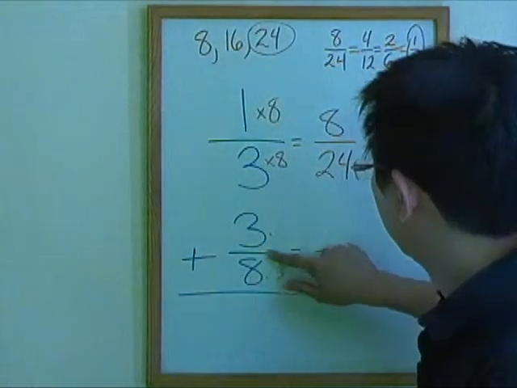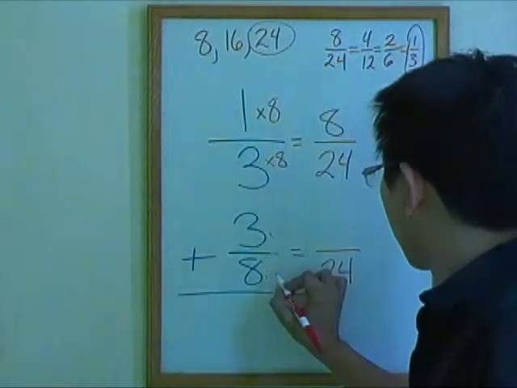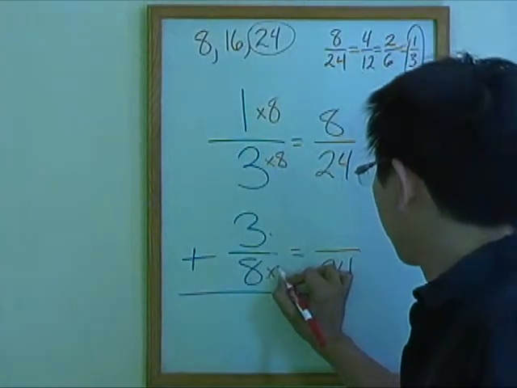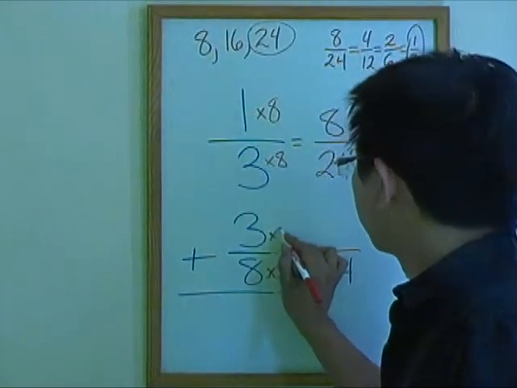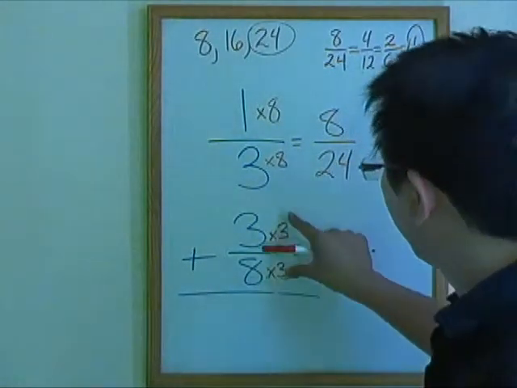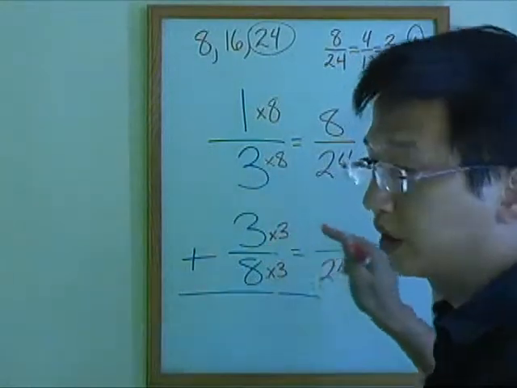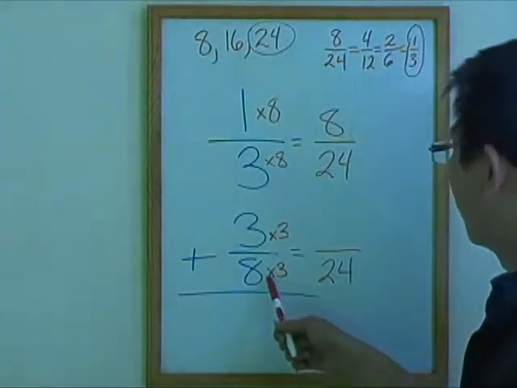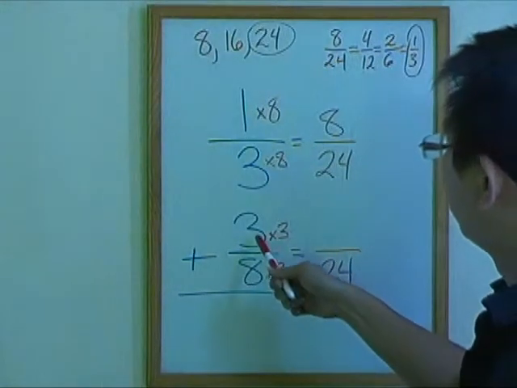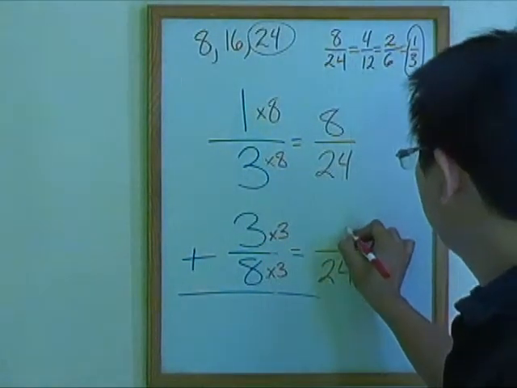So make sure that the times number on bottom is the same as the times number on top. Okay? They've got to be the same or this will not work. It means you're doing it wrong. Okay, so we know 8 times 3 is 24. And then we do 3 times 3, which is 9.